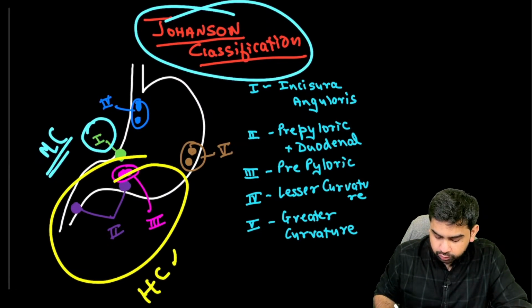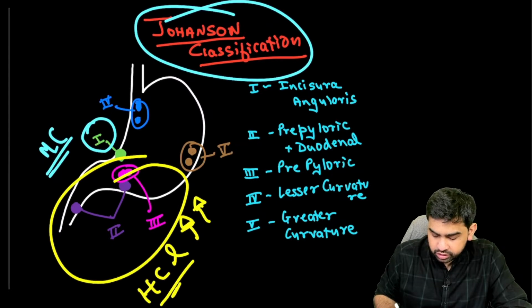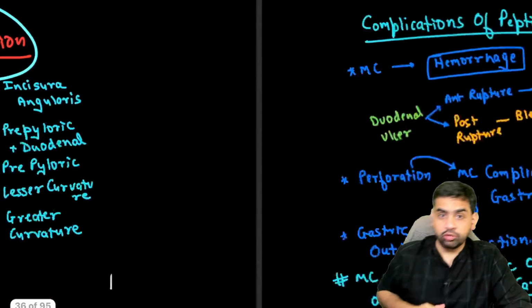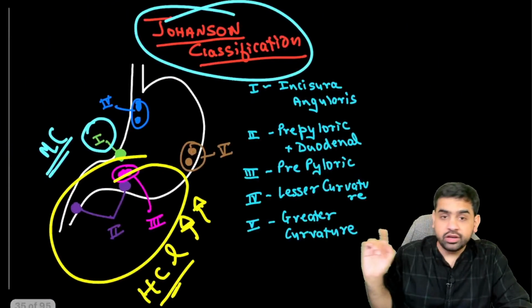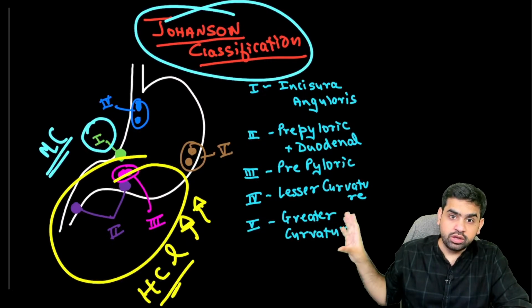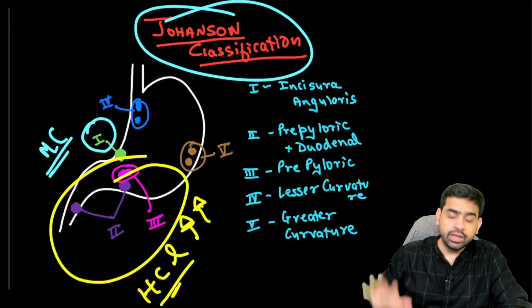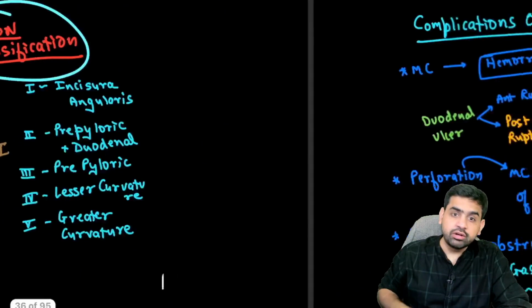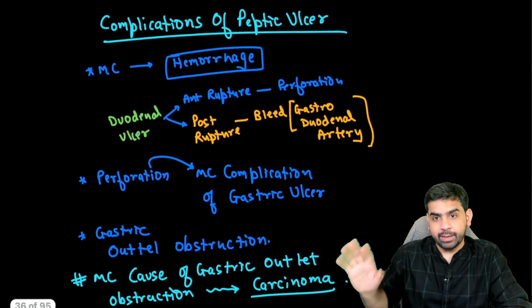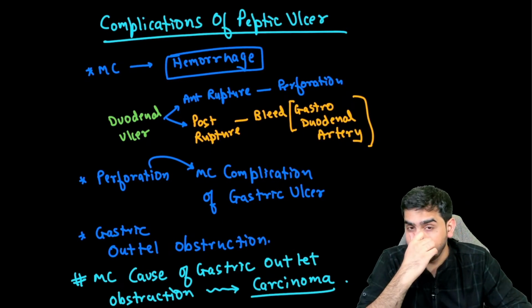Type 2 and type 3 are the ones which are associated with increased HCl secretion. Very important. I hope you have understood this particular point. And that is the reason why a vagotomy is needed whenever you are managing a type 2 or type 3 gastric ulcer: you have to perform a vagotomy.